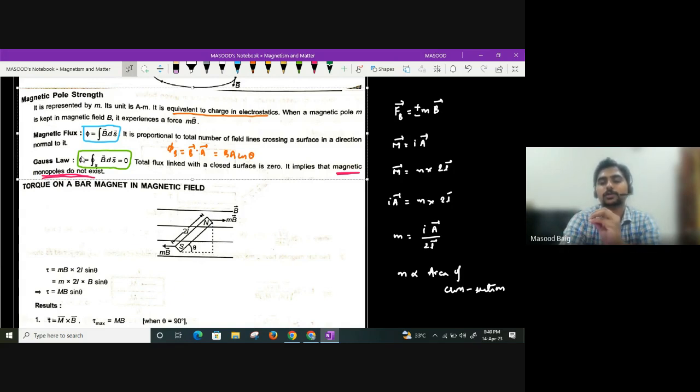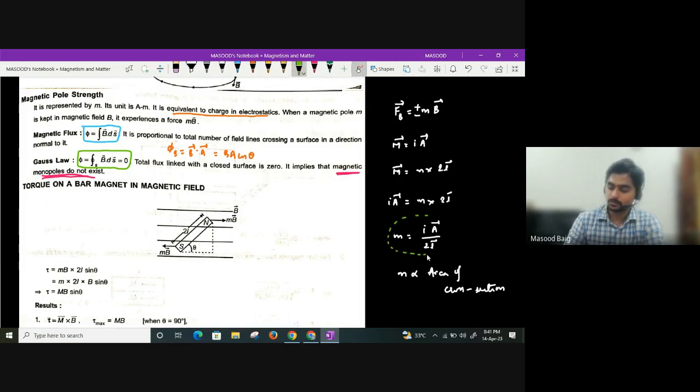We also talked about how pole strength is proportional. Pole strength will depend on area of cross section. More the area of cross section, more will be the strength. Lesser the area of cross section, lesser will be the strength, guys. Clear all of you? So I can write pole strength as I into A bar divided by 2L. Current is given, area is given, length between the poles is given. Then directly, blindly, you can apply this formula.